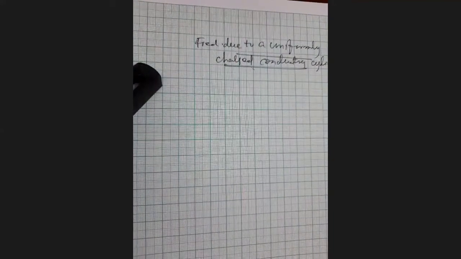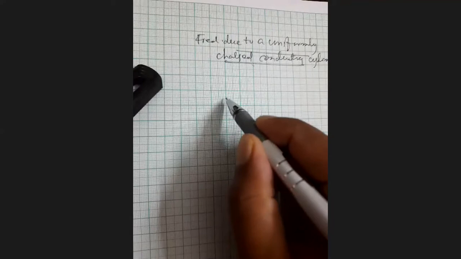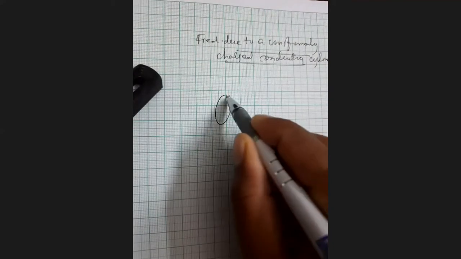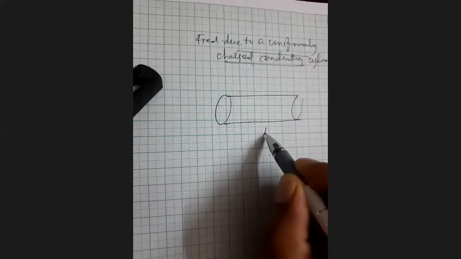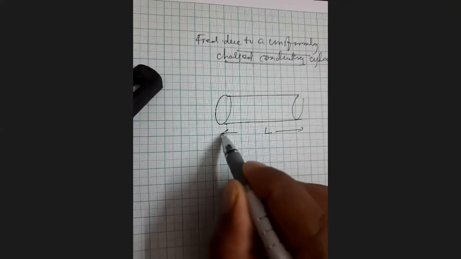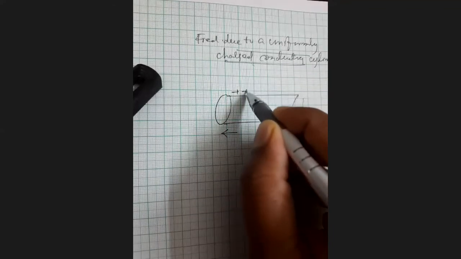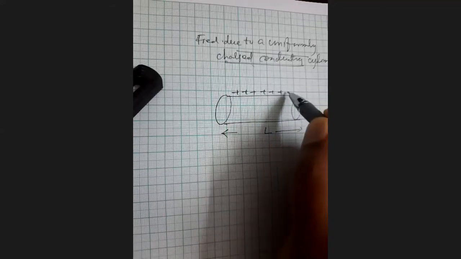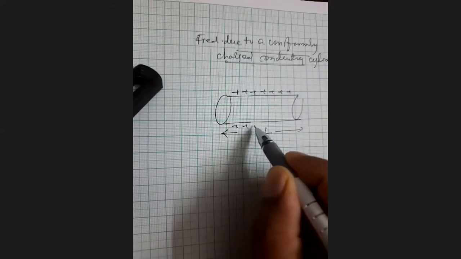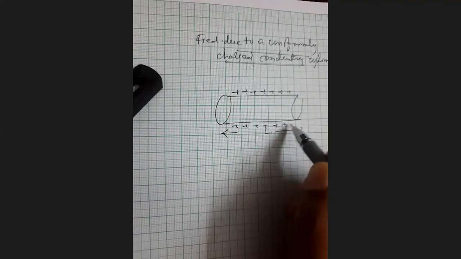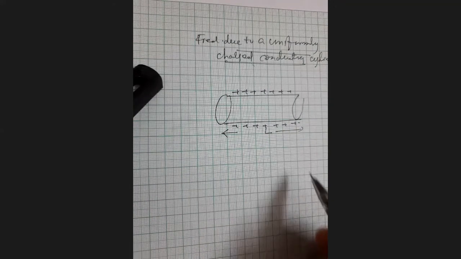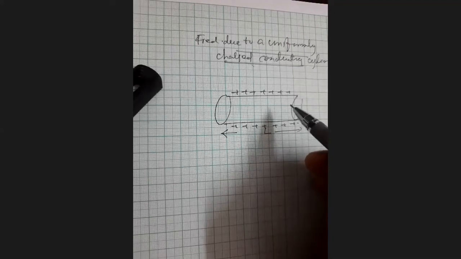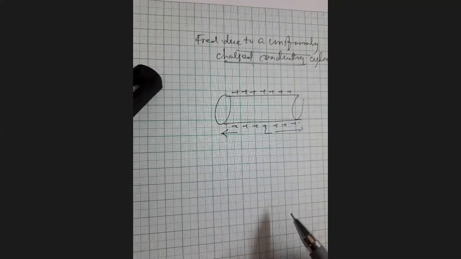Okay. So you observe this diagram. This is a uniformly charged conducting cylinder of length L. Since it is a conducting cylinder, the charge always resides on its surface. So therefore, charge exists on the curved surface. Here, the cylinder is positively charged, so I have shown the positive charge on the surface.